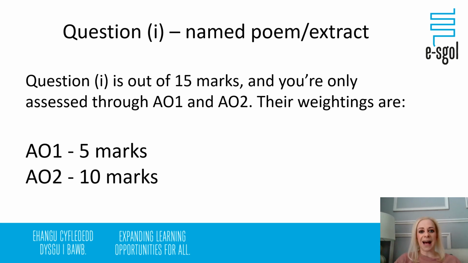You are not marked at all on AO3, which is the context, or AO5, which is that named alternative or critical interpretation. However, you are able to work alternative interpretations into this response because you will be marked via AO2 on alternative interpretations of a poem. But just to recap, AO1 and AO2 are the only assessment objectives you are marked on for this first question, so there is no need to include any context whatsoever because you will not be awarded marks for it.